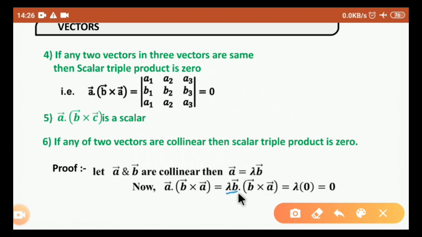in this scalar triple product, two vectors are the same, B and B. Therefore, by the previous property, the fourth property, if any two vectors among the three are the same, then the whole scalar triple product is 0. Similarly, lambda is a scalar and this scalar triple product is 0, so the final answer will be 0. Hence, if any two vectors are collinear, then the scalar triple product is 0.